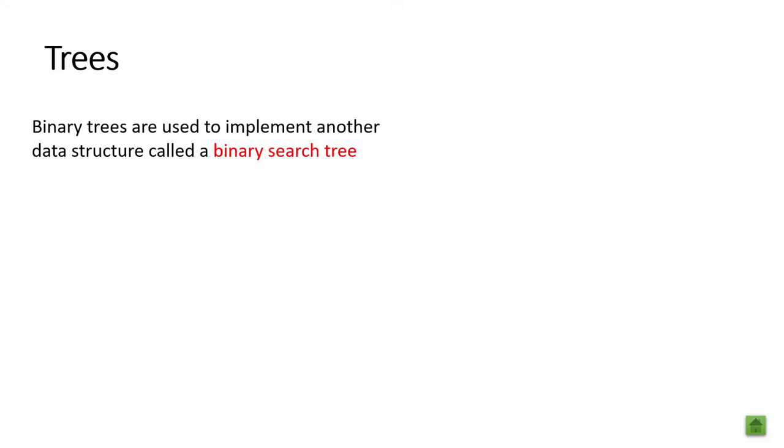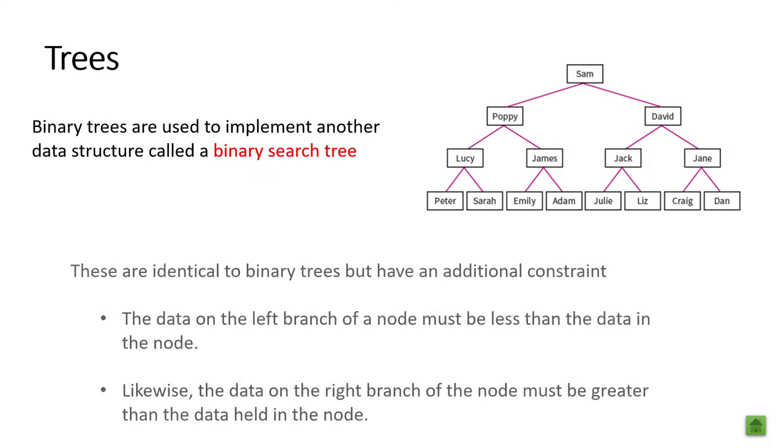Okay. So binary trees are used to implement another data structure called a binary search tree. We use the words binary tree and binary search tree interchangeably, so they're identical. But the data on the left of the branch must be less than the data in the node. Normally when you build it, you might have seen questions where it says, this is John at the top, you need to add Alan to the tree. When it's a binary search tree, if the first letter is less than John, then it goes left. Well, A is, so it goes left. That's what happens with binary search trees.